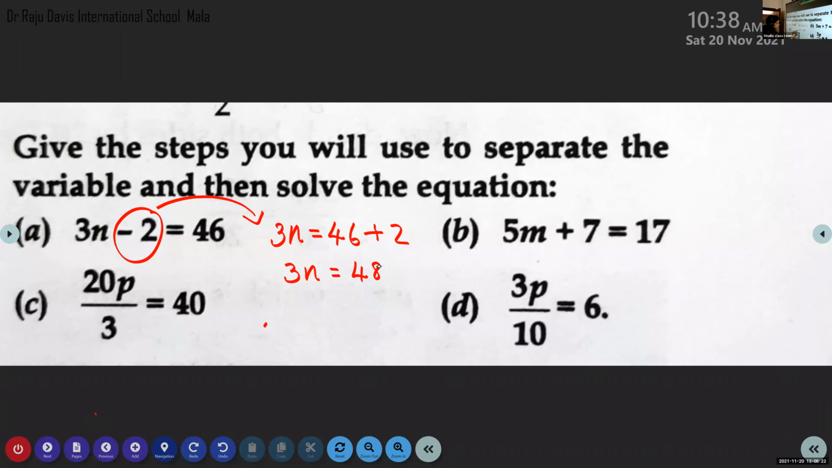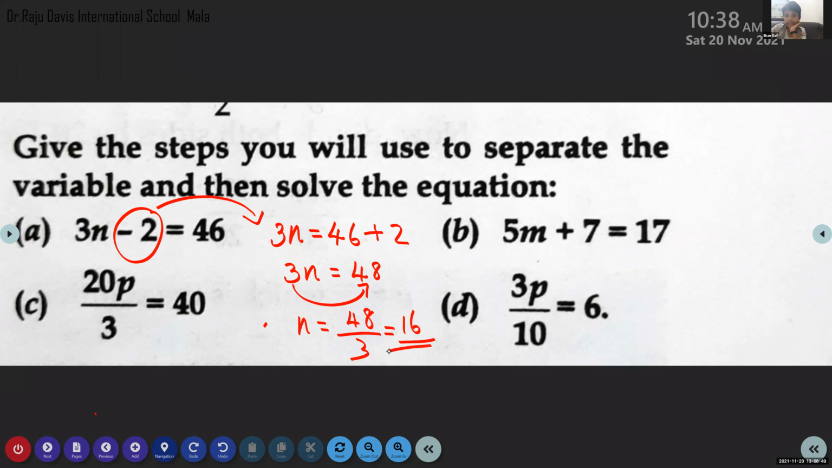Now what we will do, this 3 we will take to this side. Transpose. So n is equal to how much? n is equal to 44 divided by 3, isn't it? Okay.